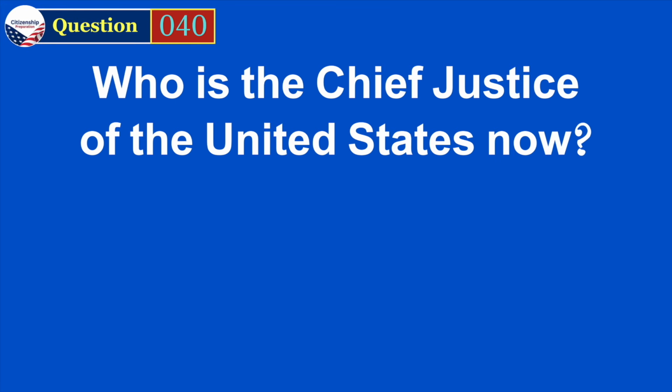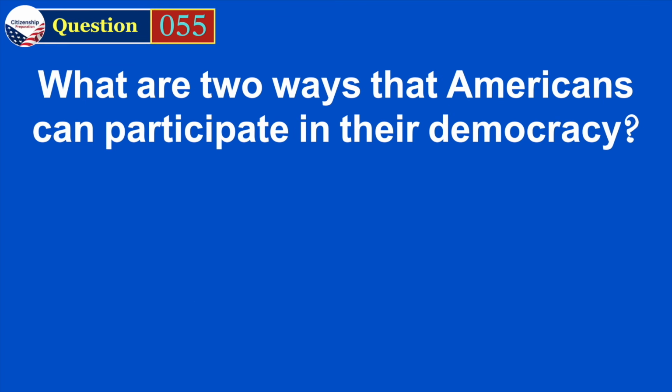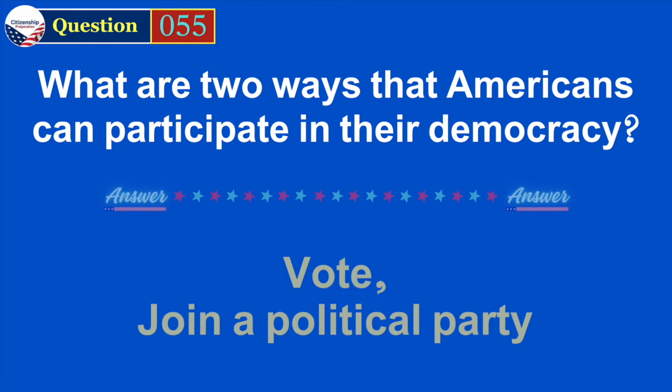Who is the Chief Justice of the United States now? John Roberts. What are two ways that Americans can participate in their democracy? Vote. Join a political party.